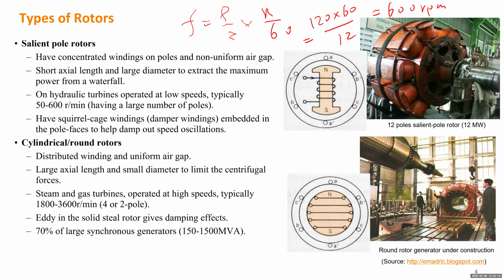Okay. So 70% of large synchronous generators powering the transmission grid actually are round rotor generators. We know the salient pole rotor generators are mainly used for hydropower plants, but hydropower plants right now only take a small percentage of the large conventional generation. Round rotor generators can be utilized as turbine generators, gas turbines or steam turbines, so they take the majority of the synchronous generators.